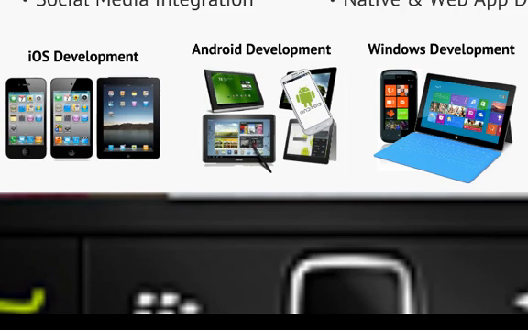Native applications are those you download for iPhones, iPads, Androids, and tablets. These apps are available through app stores such as Apple's App Store, Google Play, and Windows Marketplace. They're typically built using each platform's specific programming language and frameworks.